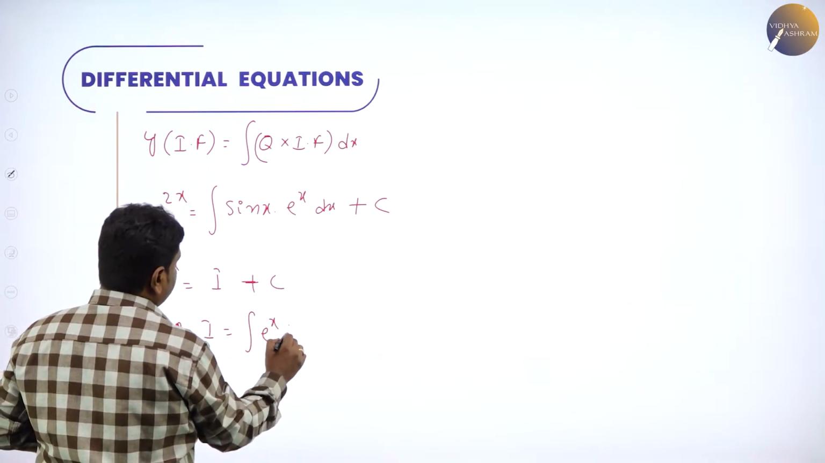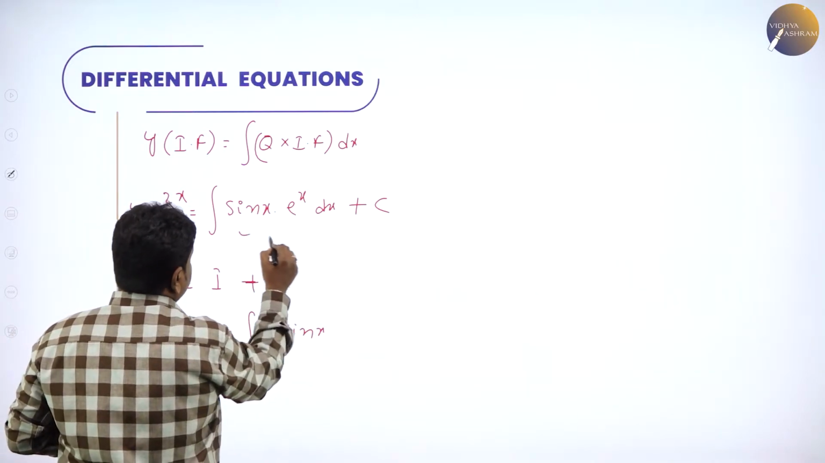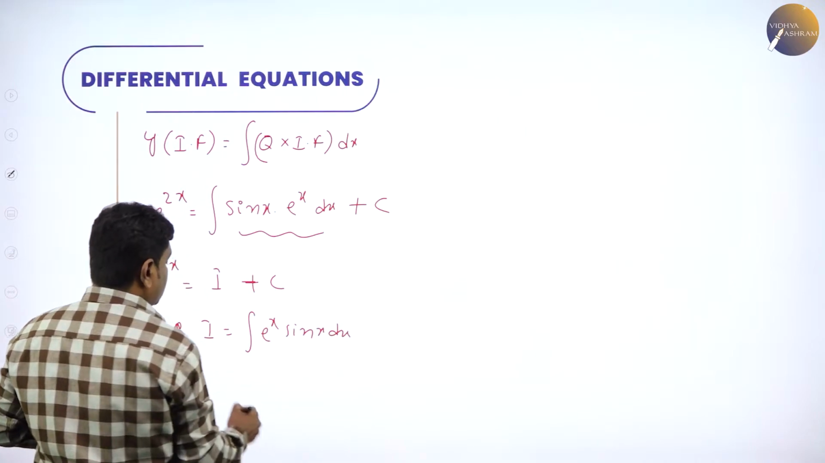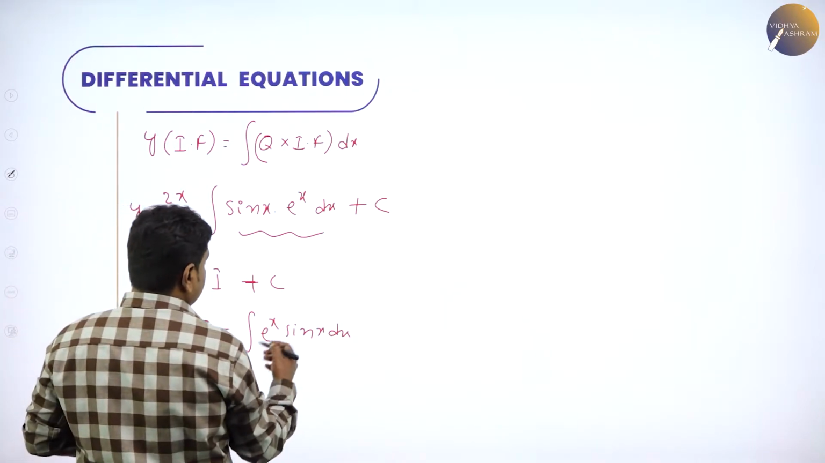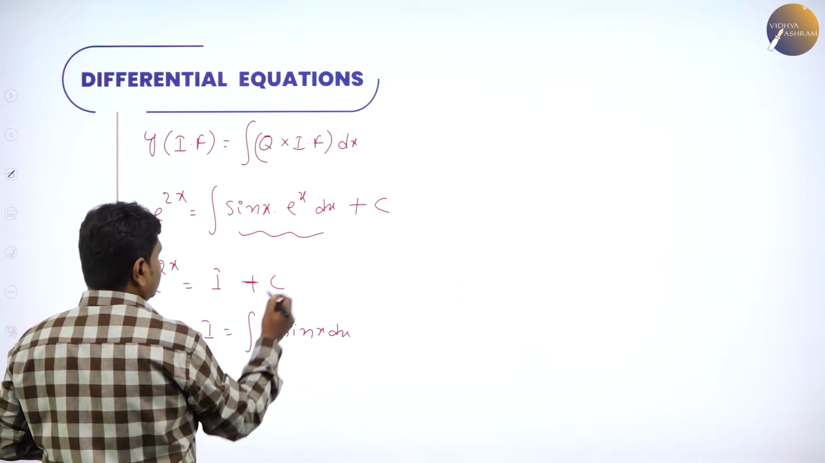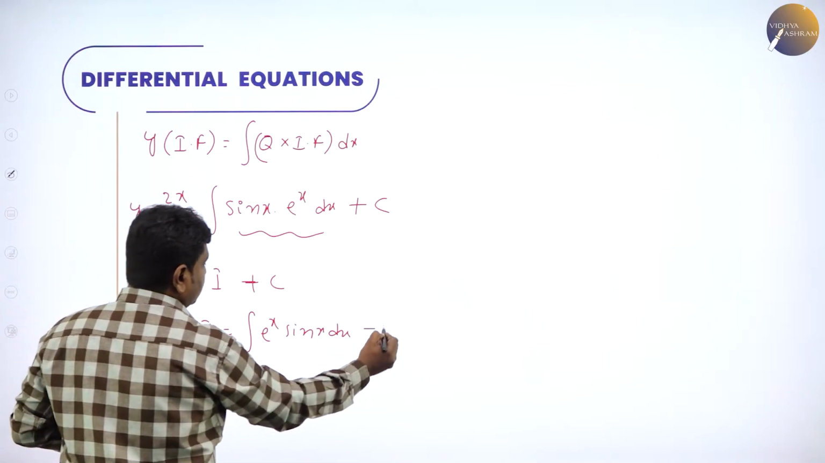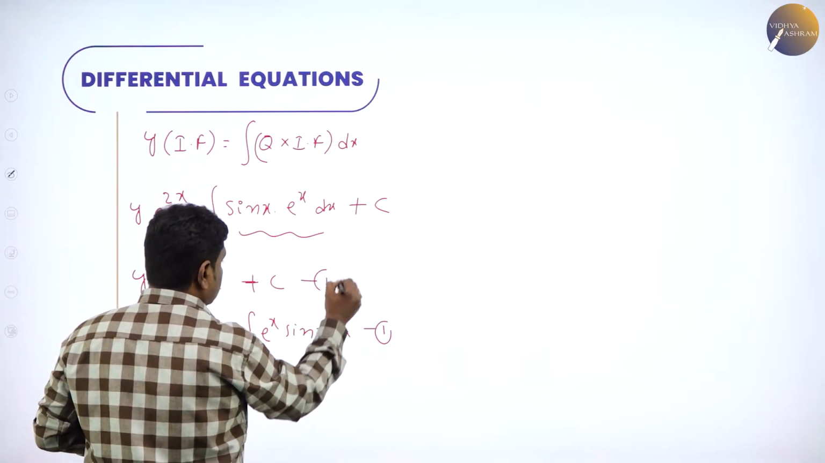What is that? Integration of e^x sin x dx, I am calling it as I. Now you know how to integrate this. So in order to integrate this, this is our solution. I call this as 1, and I call this as 2.